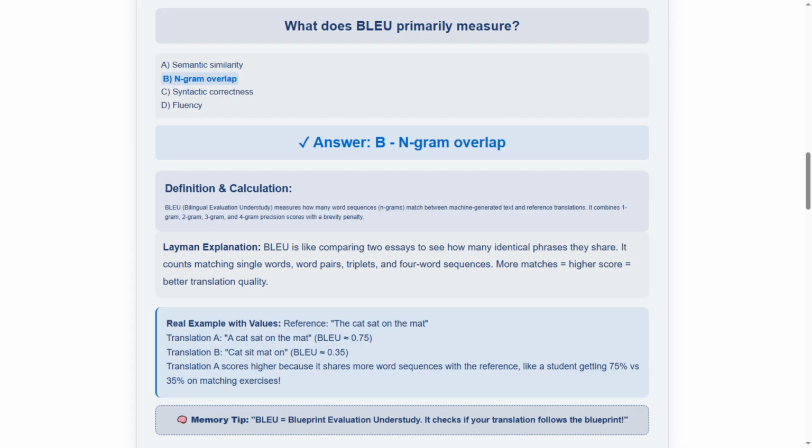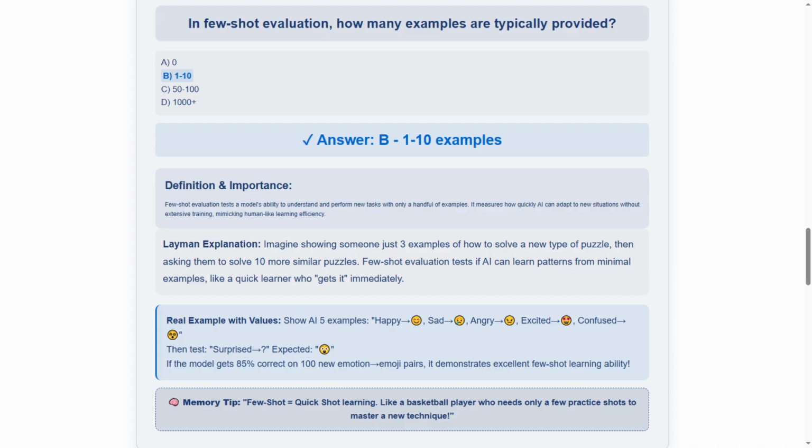Here's a practical example with real values. Reference text. The cat sat on the mat. Translation A. A cat sat on the mat gets BLEU approximately 0.75. Translation B. Cat sit mat on gets BLEU approximately 0.35. Translation A scores higher because it shares more word sequences with the reference, like a student getting 75% versus 35% on matching exercises. Higher overlap wins. The memory tip is BLEU equals blueprint evaluation understudy. It checks if your translation follows the blueprint. Think blueprint matching.